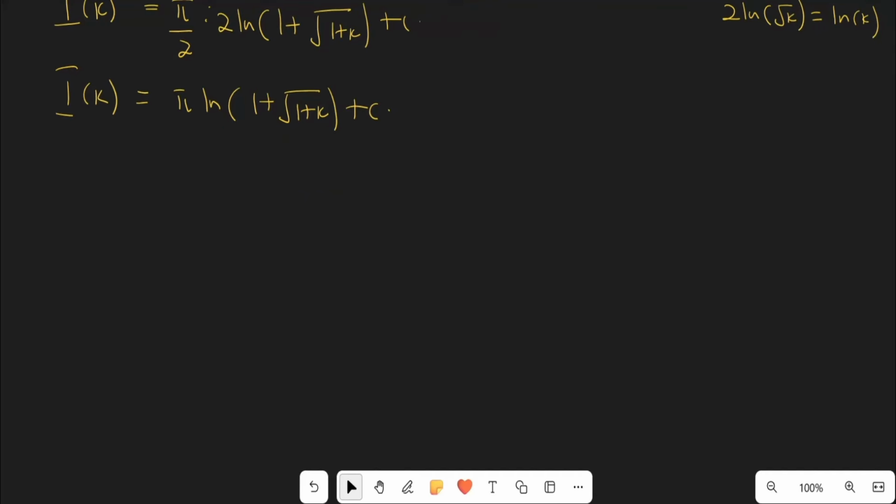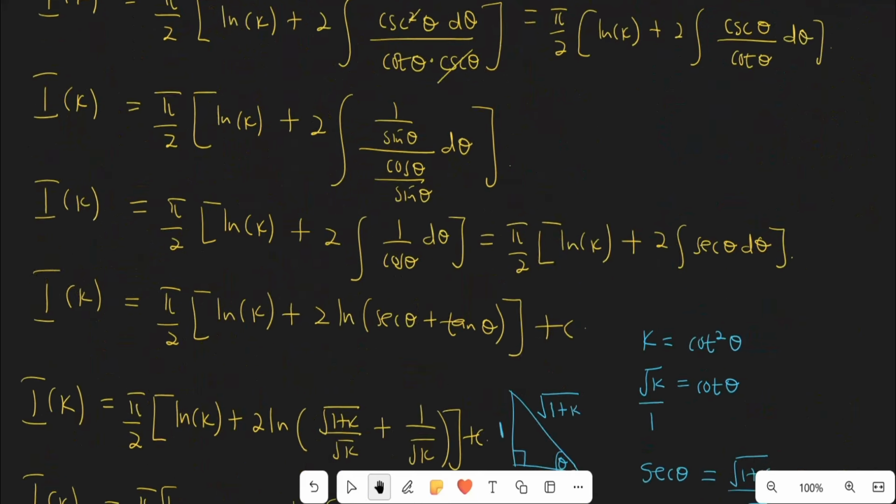So now how do you find c, the constant? We can put k equal to 0. So when k is equal to 0, you have I of 0 equal to pi times the ln of 1 plus the square root of 1 plus 0, which is 1, and then plus the constant of integration. I of 0 is equal to pi multiplied by the ln of 2 plus the constant of integration. But what is I of 0?